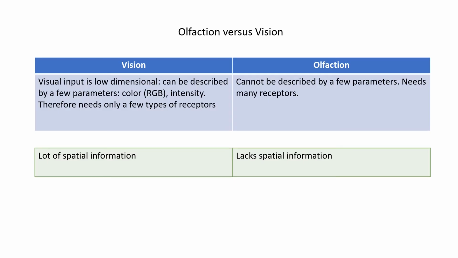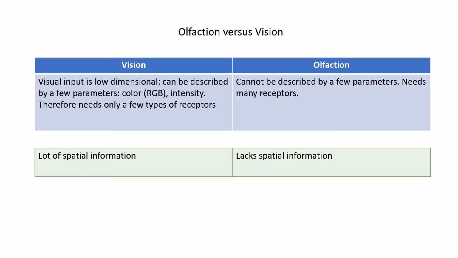Now to some extent we may be able to figure out the source of the smell if we move around or if we compare gradients of smells over time, but that requires extra effort and it still is possible only to a very limited extent. But at a given instant we only get one smell, so we lack this rich spatial information that is possible in the case of vision.